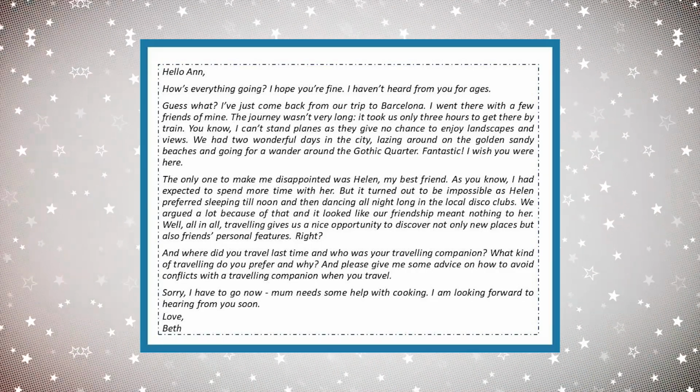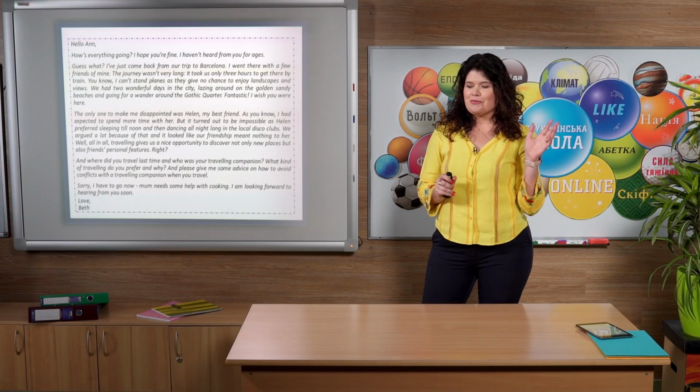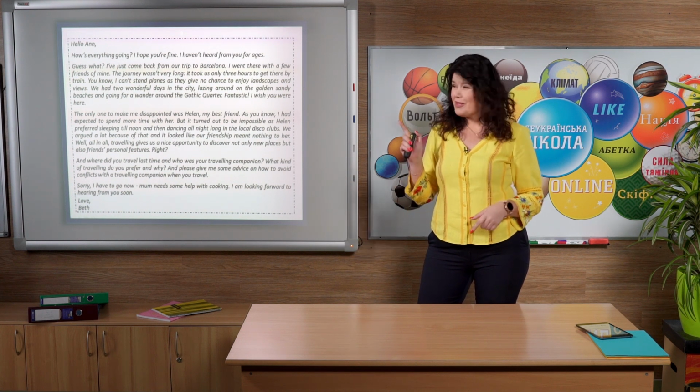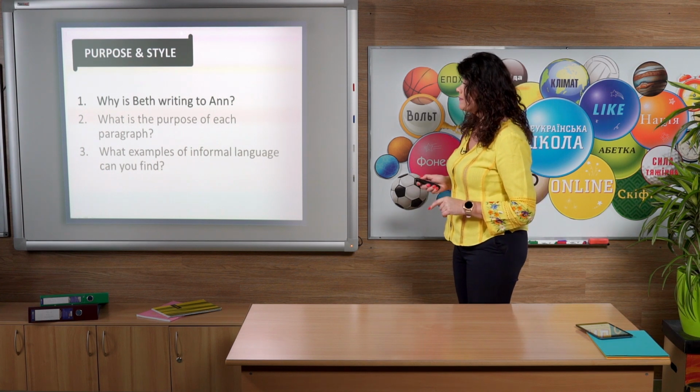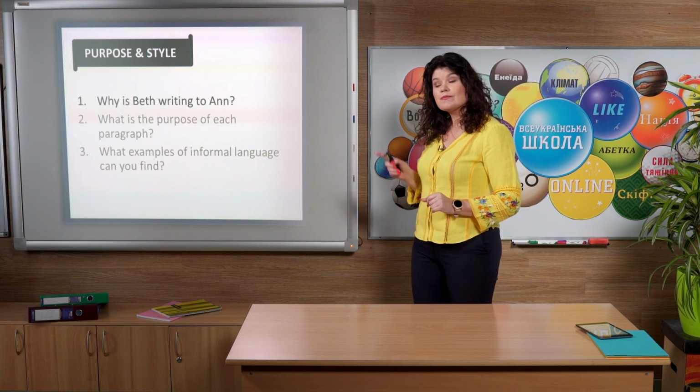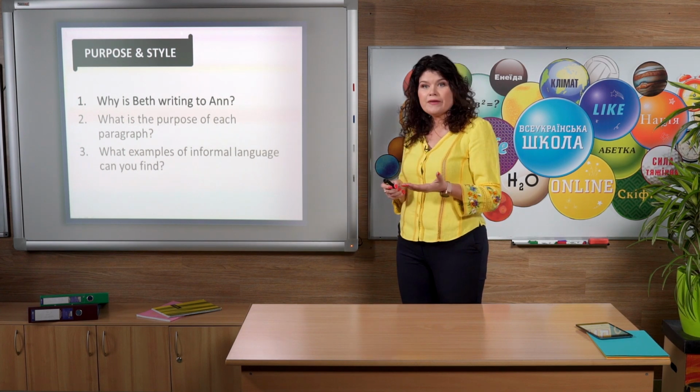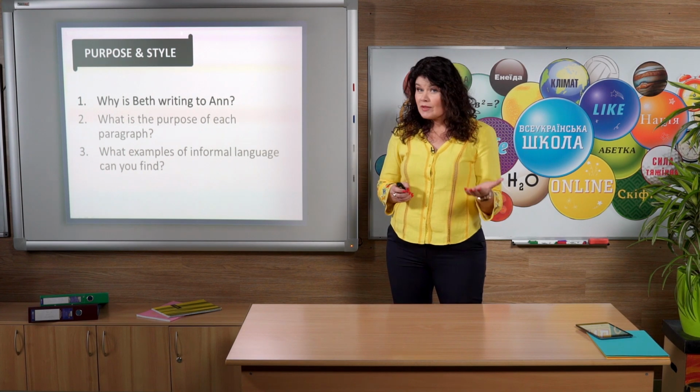Done? Good. Actually, I am in two minds. To be jealous because of the Barcelona, or to sympathize with Beth because of her friend. Nonetheless, let's put aside emotions and focus on the letter itself. And first, let's analyze its purpose and style. Good. The first question. Why is Beth writing to Anne? What's the reason? First, to tell about her trip, and another one, to complain on her friend.